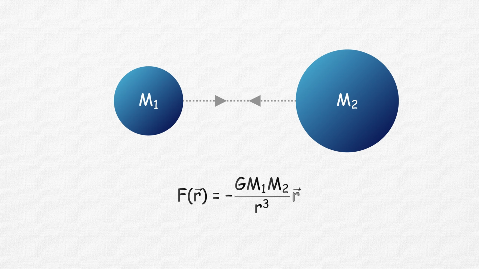Let's consider two masses, m1 and m2. The force of attraction between them due to gravitation is given by this equation. Now, think about two electric charges. The electrostatic force between the charges, negative Q1 and positive Q2, is given by this.